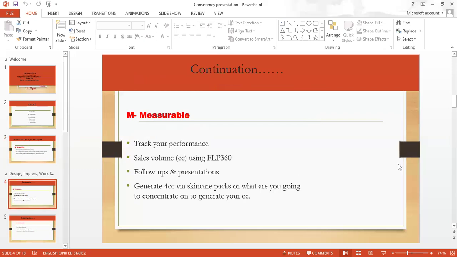Measurable. M stands for measurable. So we need to track our performance. I'm hoping by now, all of us have the FLP 360, as we are taught, that is now free. When we were paying for it, I'm sure not everybody had it, but Forever is so generous. It's now free, so all of us can download our FLP 360, and that way we can track our CCs. We can track our performance. We can also track our downlines' performance. You can always see who did what, who bought what, who did how many CCs, and who needs encouragement, that way you can encourage your team as well.